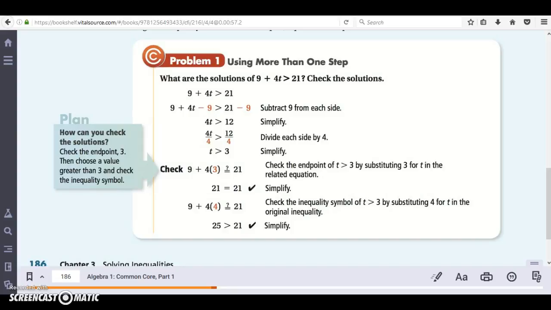Hello, let's take a look at problem 1 using more than one step. What are the solutions of 9 plus 4t is greater than 21? Check the solutions. Alright, so we have 9 plus 4t is greater than 21.